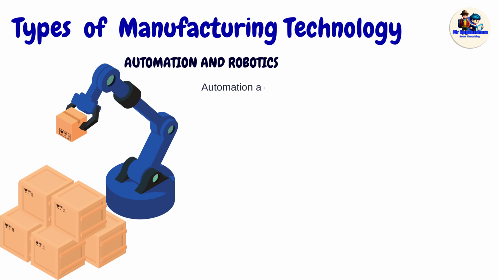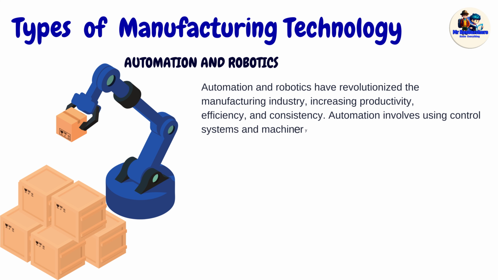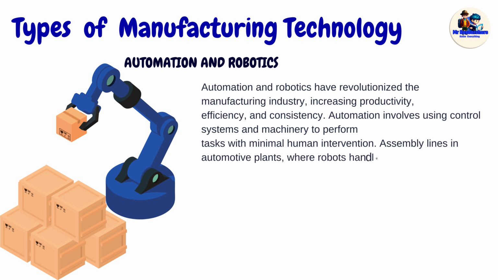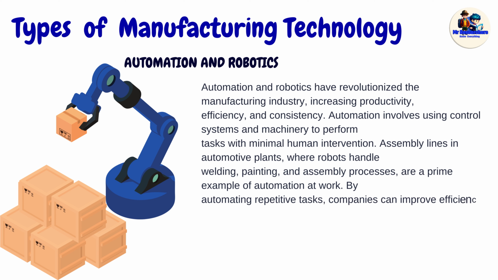4. Automation and robotics. Automation and robotics have revolutionized the manufacturing industry, increasing productivity, efficiency, and consistency. Automation involves using control systems and machinery to perform tasks with minimal human intervention. Assembly lines in automotive plants, where robots handle welding, painting, and assembly processes, are a prime example of automation at work. By automating repetitive tasks, companies can improve efficiency, reduce costs, and ensure consistent quality.